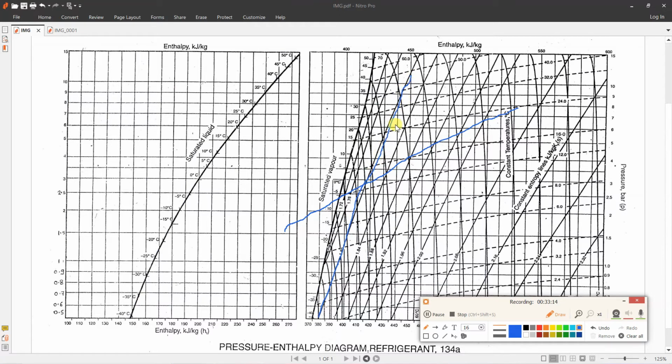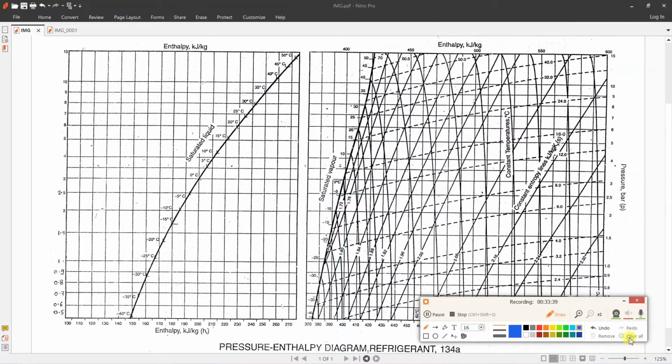So here you can compare. This previous blue color curve was related to R717, and the curves I have just drawn are constant entropy curves on R134A. So basically the nature remains the same. They are angular, but the inclination might change. It depends on different types of refrigerants.